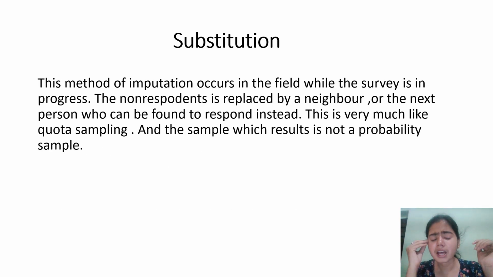Substitution. This method of imputation occurs in the field while the survey is in progress. The non-respondent is replaced by a neighbor or the next person who can be found to respond instead. We take the response of another person in the place of that person. That comes under substitution.